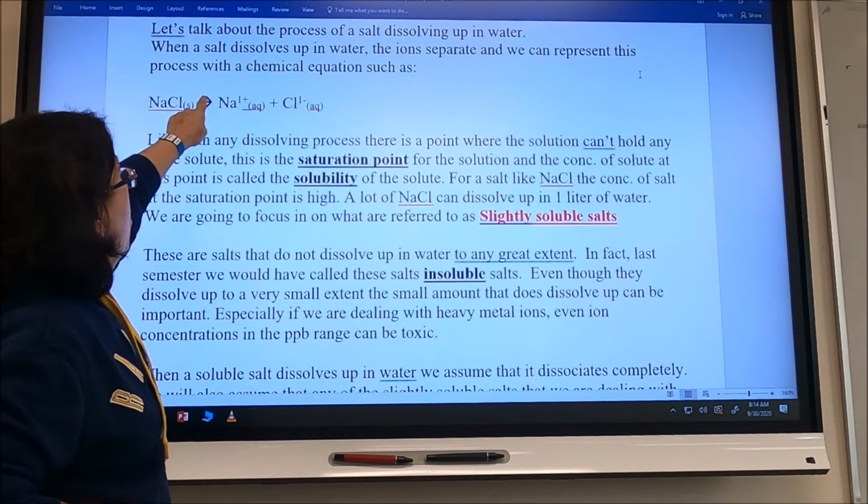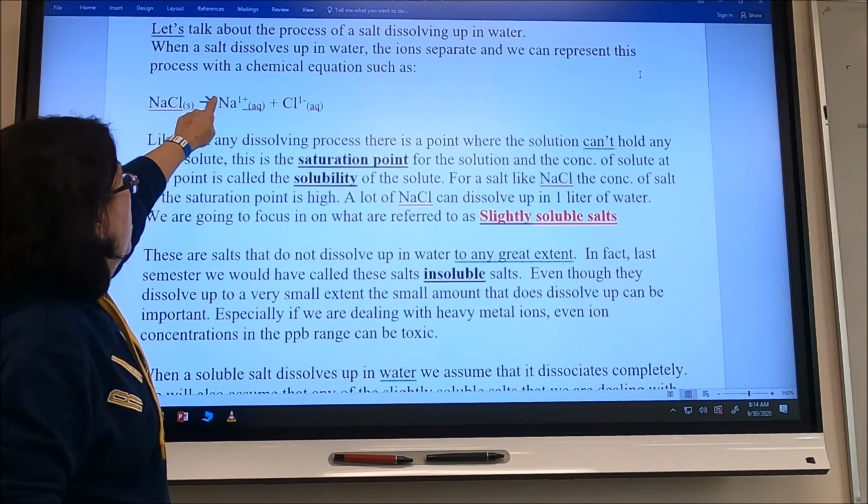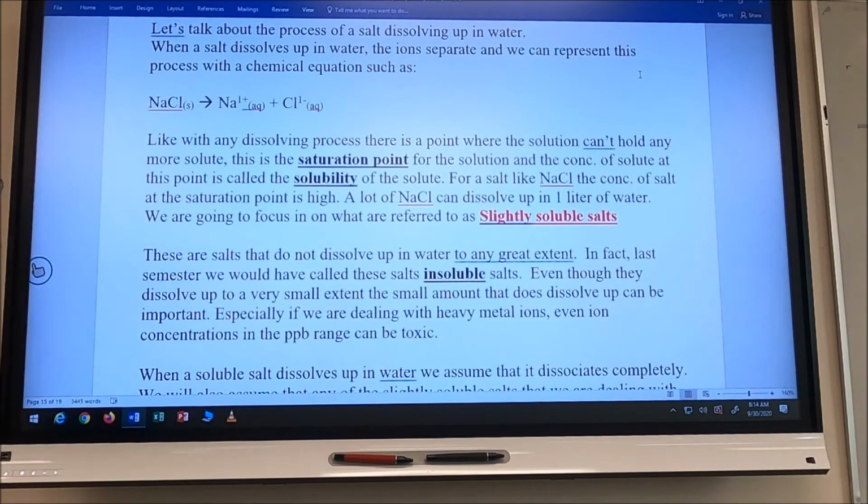If I was writing this on the board, I would put water above the arrow to indicate that I was dissolving it in water. Now, we know that when we dissolve a salt in water, we're breaking the ionic bond and separating the ions.